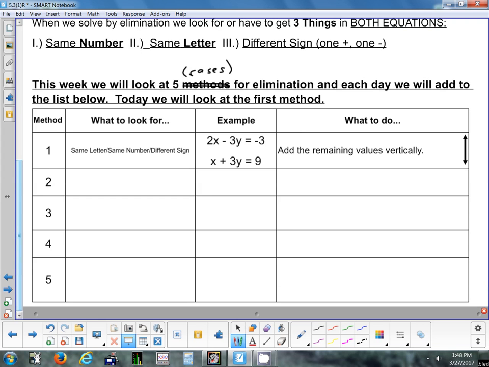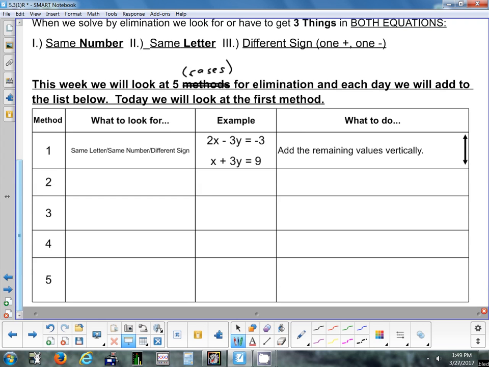Today, when we solve by elimination, it'll be the easiest way. You can look at it and say, when we do these, it's going to go from today being the easiest to what we get to on Wednesday being the hardest. What I mean by that is, as we get into tomorrow and Wednesday, we're going to have to do something to the equation, to one of the equations, or maybe both, to get the same letter, same number, opposite sign. Today, it's going to be already done for us.